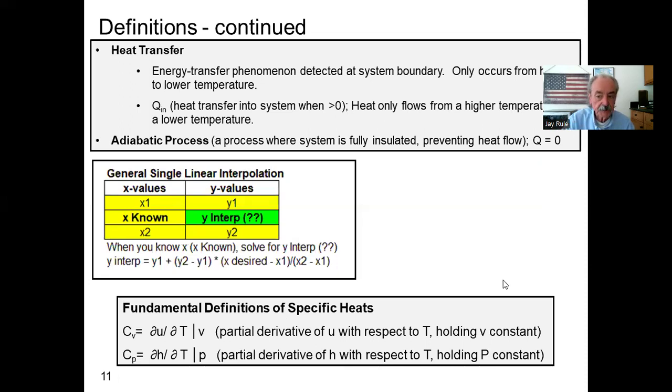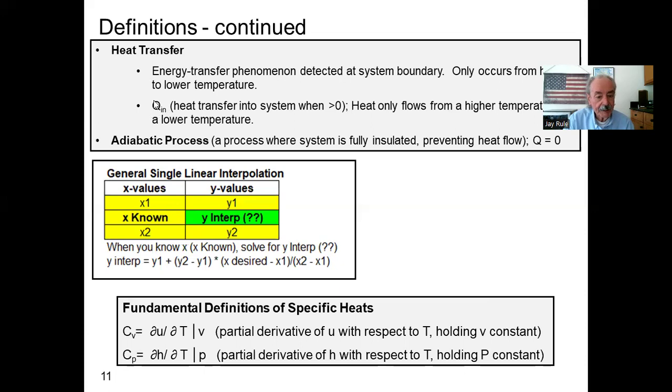Continuing on definitions, but we're going to get through the definitions here in just a second. In the second week of class, we talked about heat transfer. Remember, that's a boundary phenomenon, and it only occurs because heat on its own only flows from hot to cold. On its own, heat only flows from a high temperature to a low temperature. Okay?